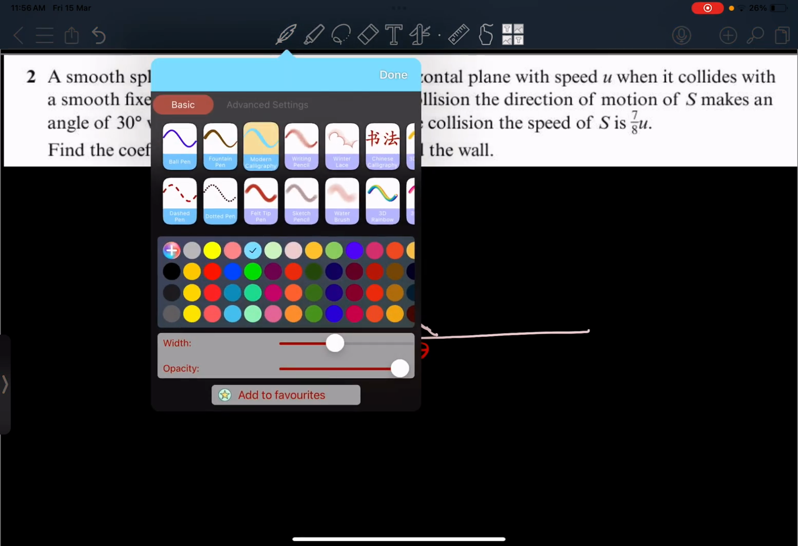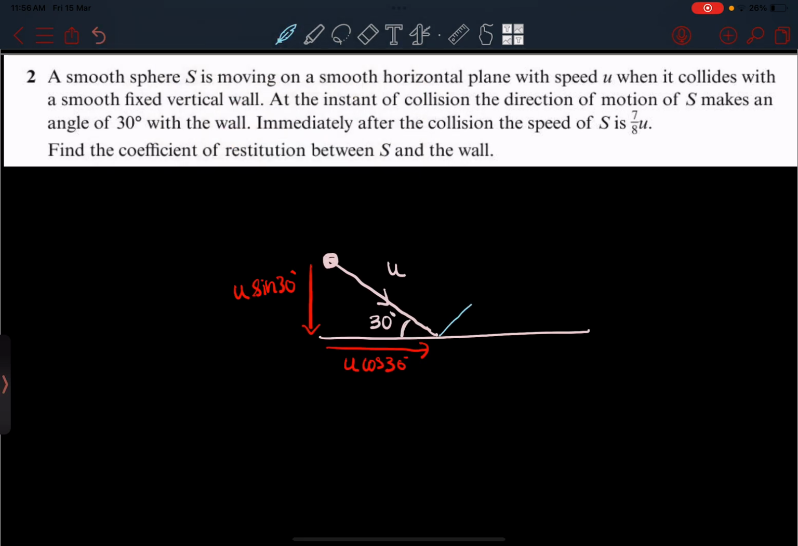So we're going to call this v, and v is 7/8 u. We have to find the coefficient of restitution between S and the wall.